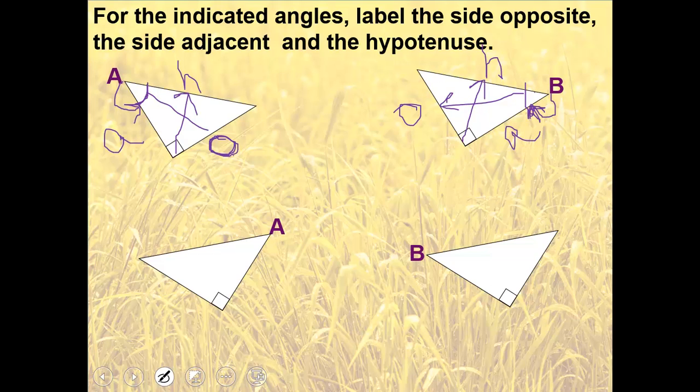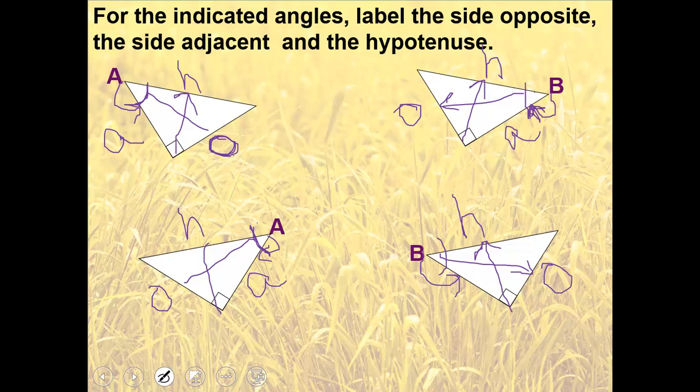All right, welcome back. Here's the angle of concern. It has a side opposite, it has a hypotenuse, and it has a side adjacent. Here is our angle of interest B. It has a side opposite, it has a hypotenuse across from the right angle, and it has an adjacent side here. So hopefully you understand that.